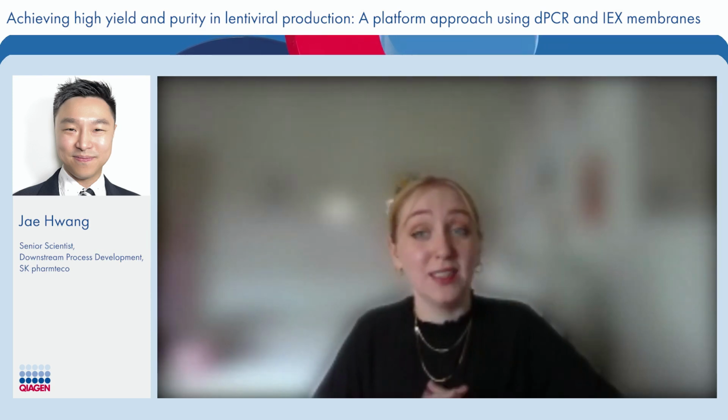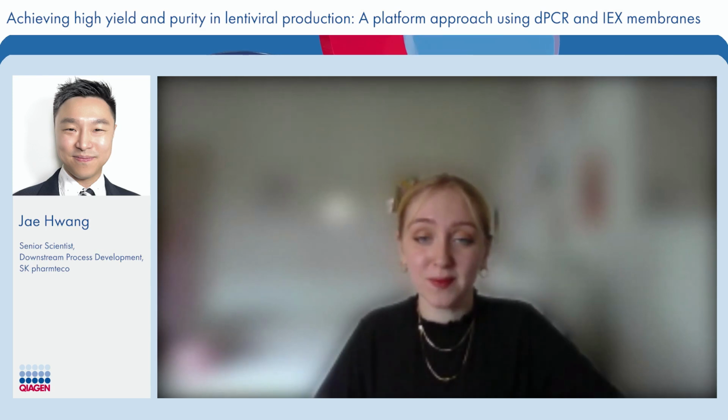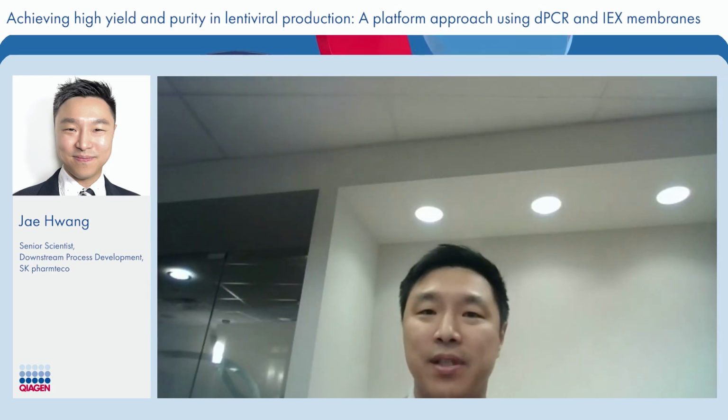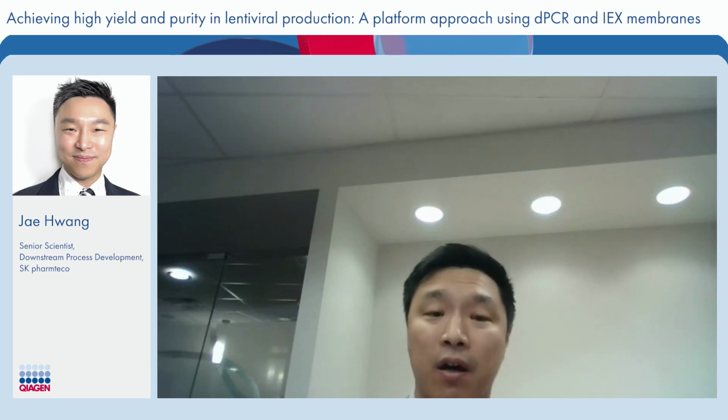And our next question here is also for you, and it's, what challenges have you faced during your IEX optimization? So in suspension culture, the AEX step is where most of the lenti particle yield is typically lost. So you're expecting to see maybe roughly about 30, sometimes 40% recovery from the clarified harvest.